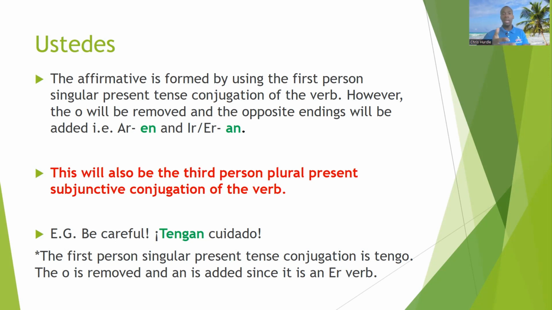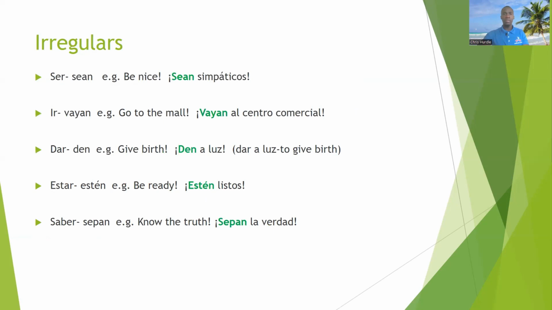I could have actually made it simpler by saying you just add n, because this is just the plural form of usted. Just add n to the usted form, because this is the plural. And the irregulars: sean simpáticos, vayan al centro comercial, den a luz, estén listos, sepan la verdad.